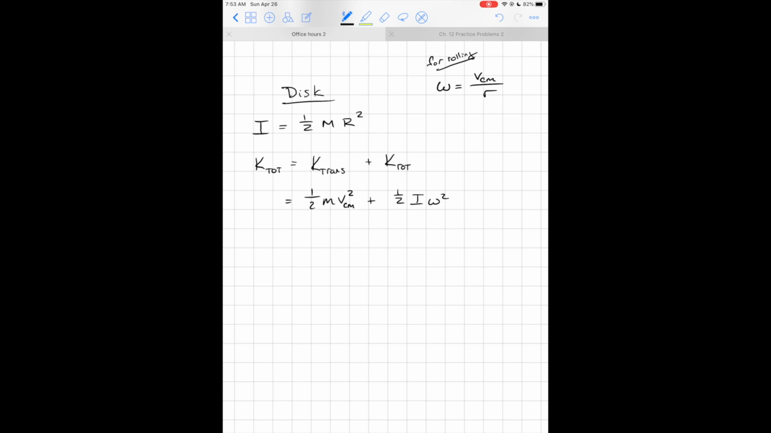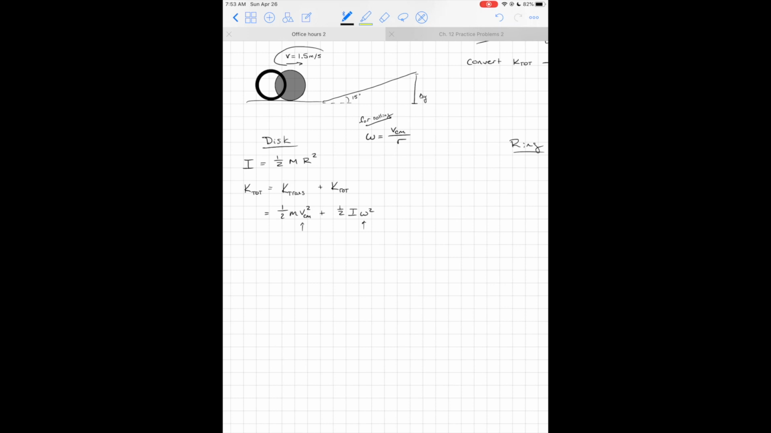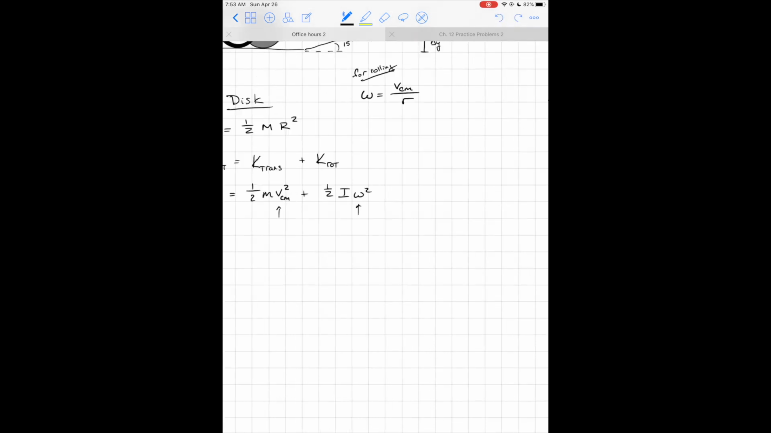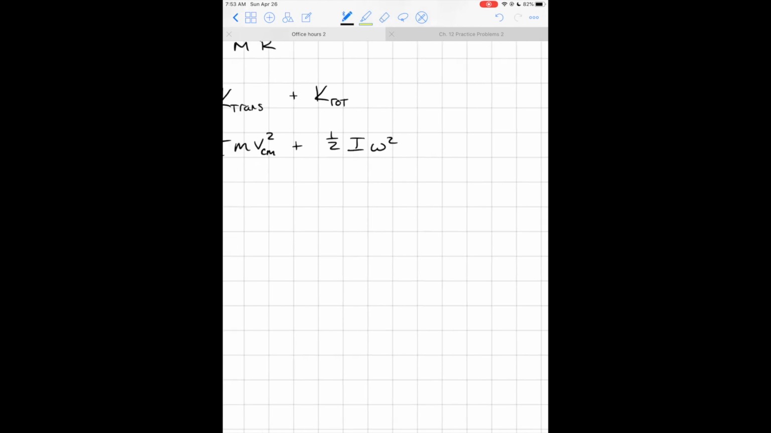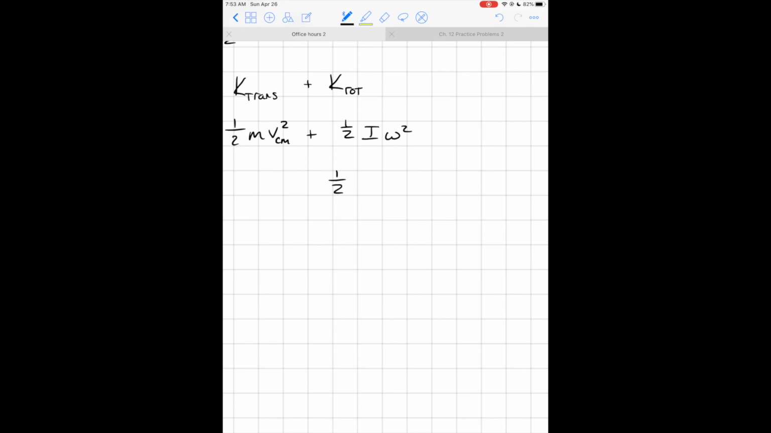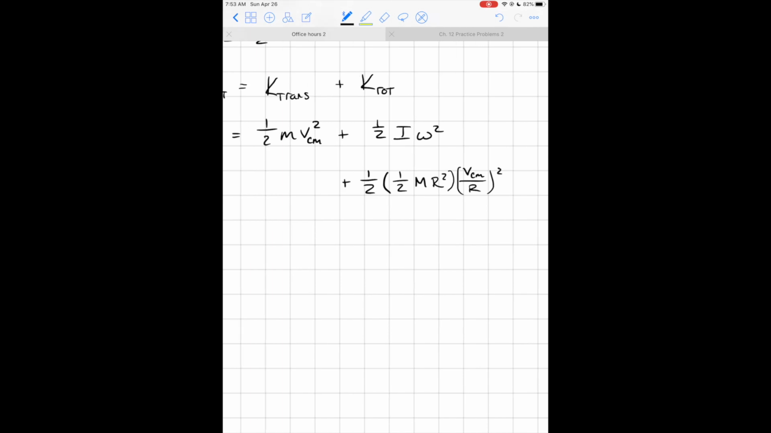So we can either convert the center of mass velocity into omega, or convert omega into the center of mass velocity. Since we already know the velocity of the center of mass, it makes a lot more sense to convert omega. So I would have 1/2, plugging in our moment of inertia, 1/2 m of the disk times r squared, times v CM over r, quantity squared. It's a lot of stuff going on there. Plus 1/2 m v CM squared.